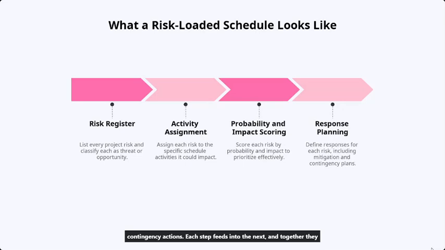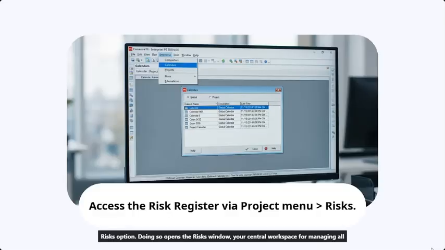To open the risk register, go to the project menu at the top of P6 and then select the risks option. Doing so opens the risks window, your central workspace for managing all risks in this lesson. If for some reason you do not see the risks option at all in your project menu, please double-check that your P6 version is professional or EPPM, because the risk module is not available in every edition.